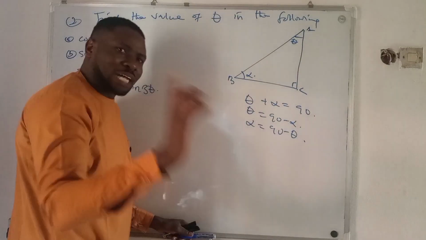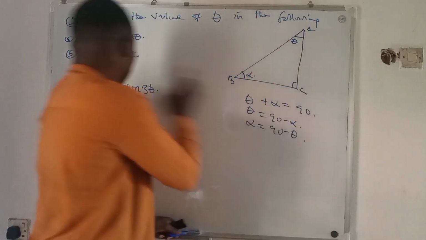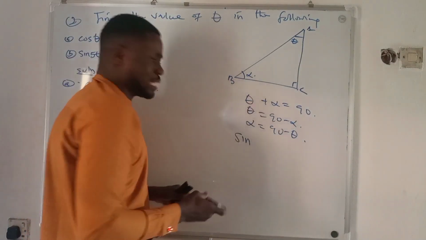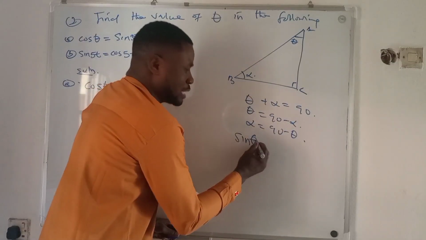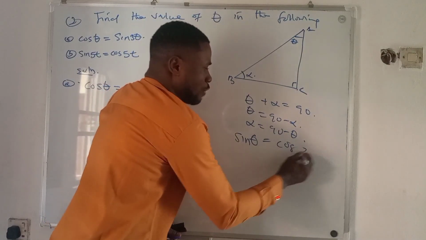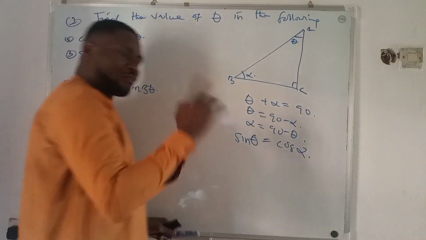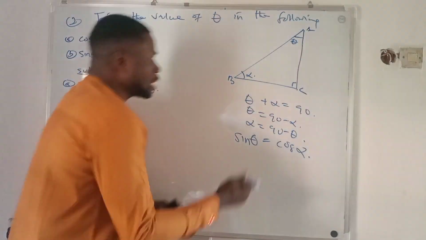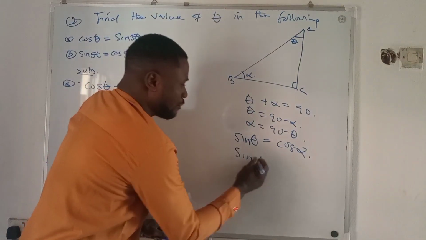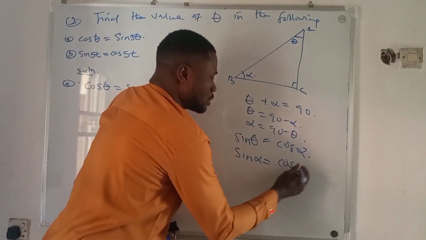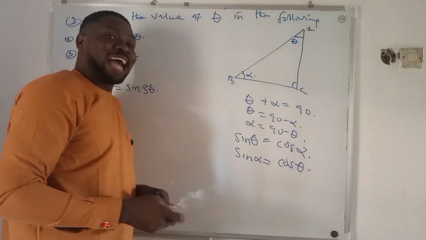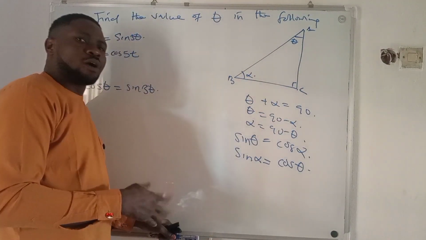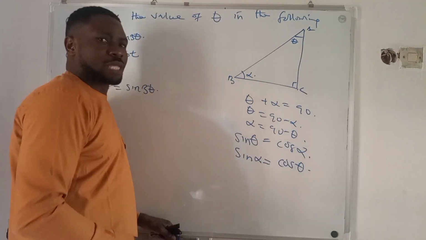Now, what is important to us with this, as this will help us solve this, is for you to remember that for these two angles, theta and alpha, when you look for the sine of theta, that must be equal to the cosine of alpha. Please take note, the sine of any angle must be equal to the cosine of its complement. That's to say, if I look for the sine of alpha, the answer must be equal to the cosine of theta. The cosine of any angle must be equal to the sine of its complement.